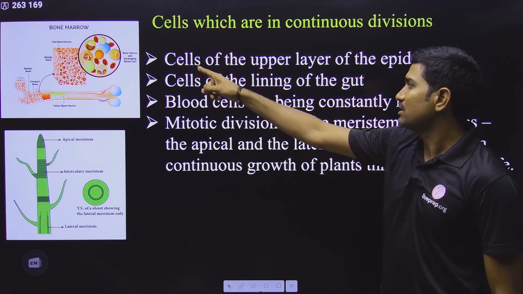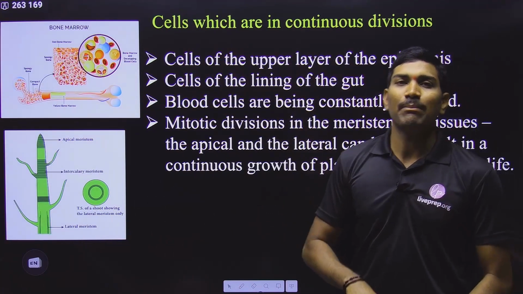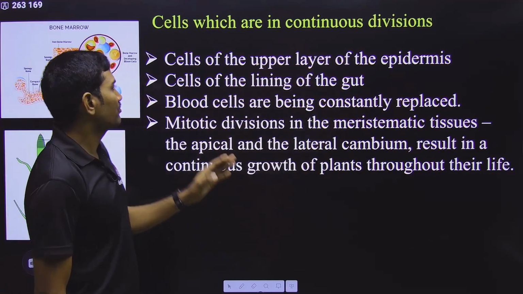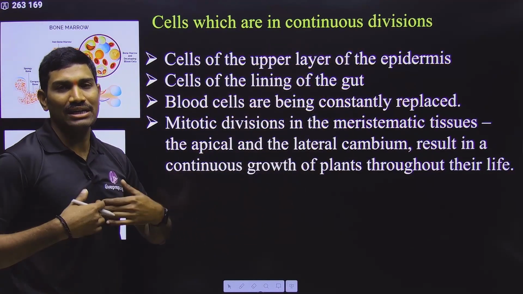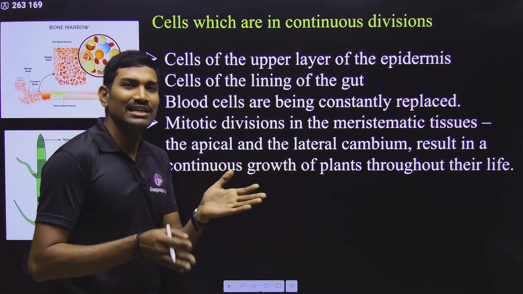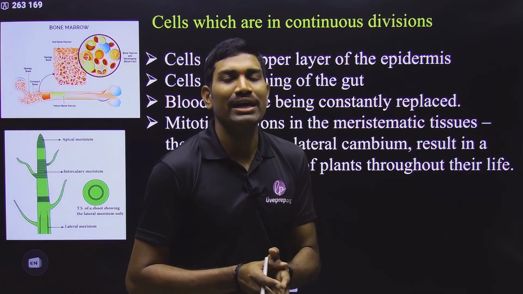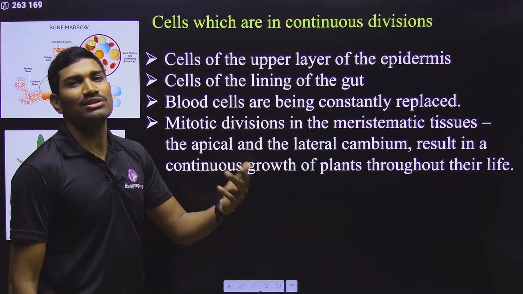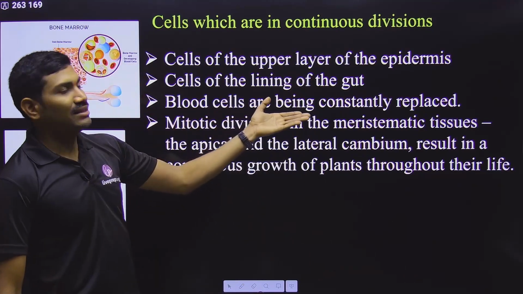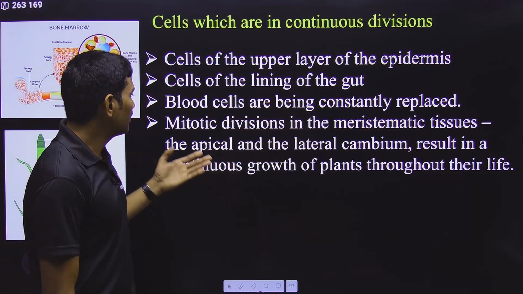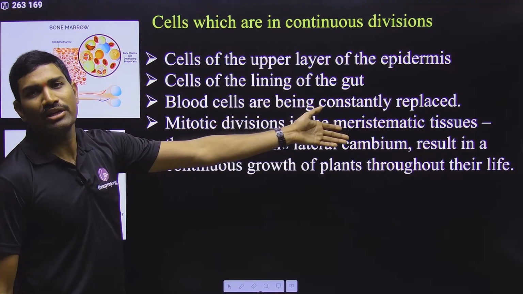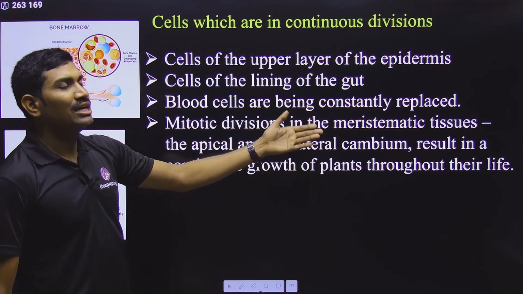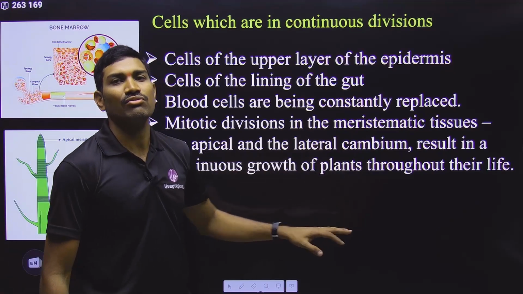the damaged cells. Generally the cells of the upper layer of the epidermis are continuously in the division phase, and so is the lining of the gut. In our gut the lining is continuously damaged because of the food and some of the chemicals that are secreted. That's why these cells are also continuously dividing for replacement, and blood cells are constantly replaced. In the meristematic tissues of plants also, divisions take place continuously so that they can help in the continuous growth of the organism.